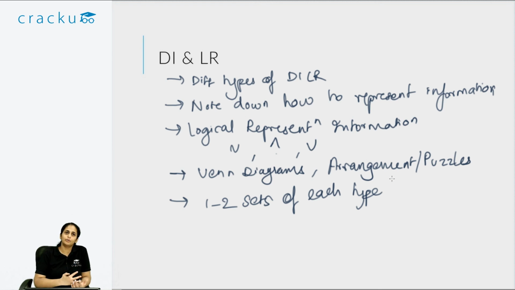So make sure that you at least first start off with those types of DILR sets that have appeared in CAT. Figure out how to correctly represent information for that. Learn the logical way of representing information. Learn basics like Venn diagrams, arrangement, puzzles, so that you have a good base in DILR. Then you can build from there. So this is what you should target to do in the month of May.